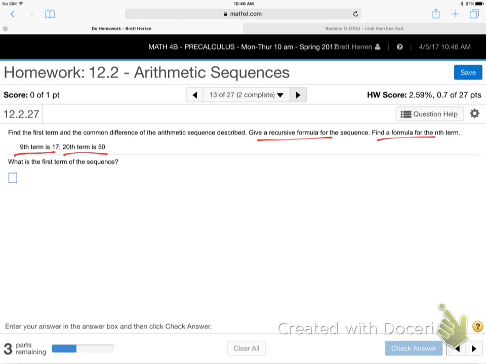All right. Here's basically what we're going to do. 2 equations, 2 unknowns. That's how we're going to solve these. Let me just write out the general setup. A sub n is A1 plus (n-1)d. There's the general formula. Plug in the first 2 pieces of information. 9th term, A sub 9.